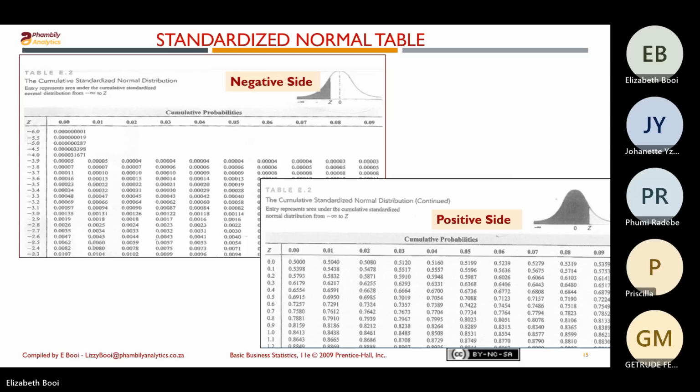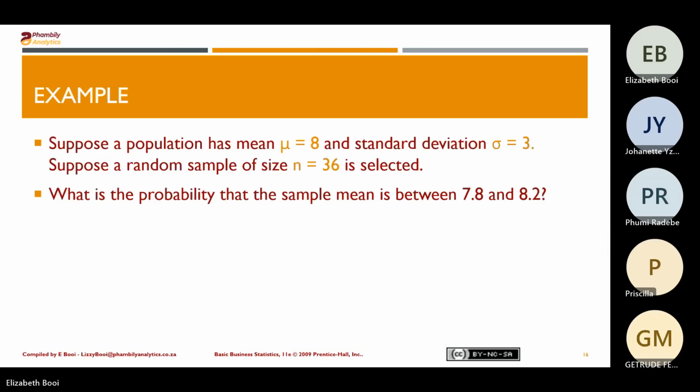Okay. Remember also the table has two sides. Both sides contain the smaller than values. And if you aren't sure about that, you can look at the graphs there. They tell you that the values in this table are cumulative values of a less than. So the negative side and the positive side of the table. Let's look at an example.